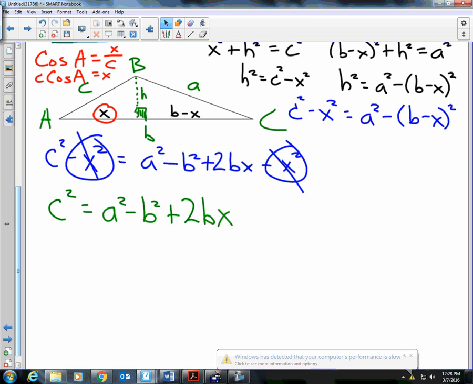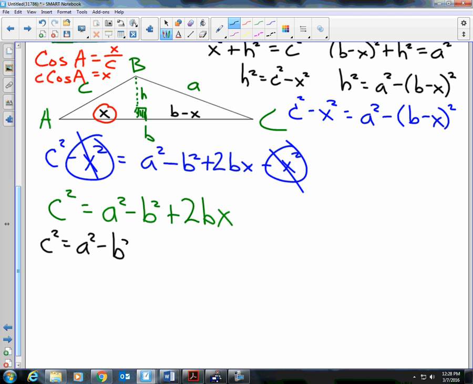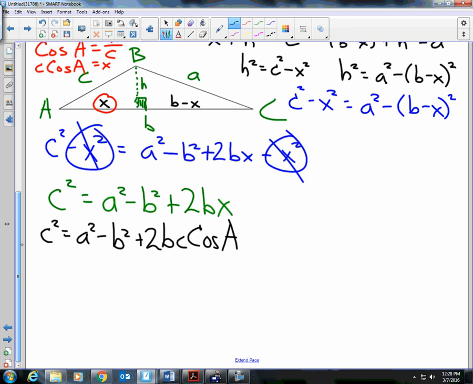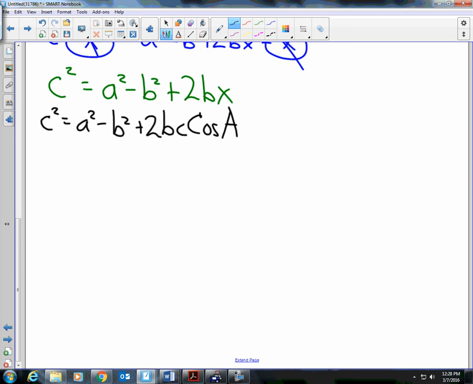And now I have a new expression. c squared is equal to a squared minus b squared minus 2 times b times c times the cosine of angle A. So you can see we've gotten rid of the x's, we've gotten rid of the h's, so now we have this type of formula.